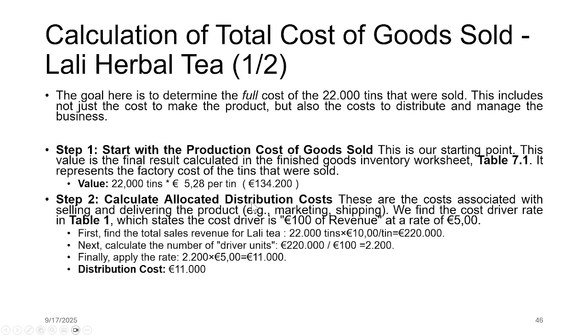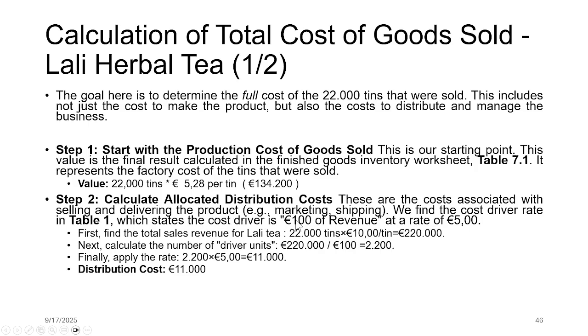And now we go back to calculate the allocated distribution cost, right? We know that these are the costs associated with selling and delivering the product, marketing and shipping, etc. We find the cost driver rate in table 1, which states the cost driver is 100 euro of revenue at the rate of 5 euro per this base rate.